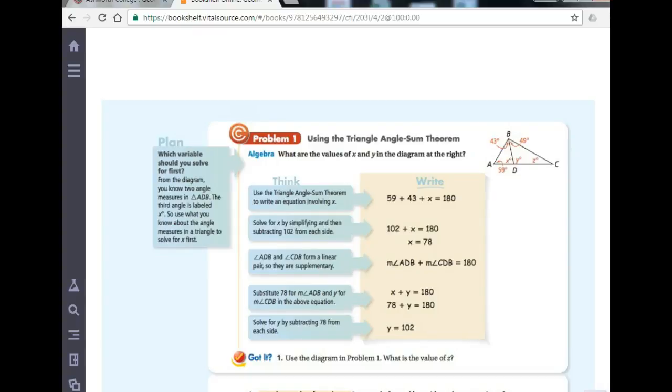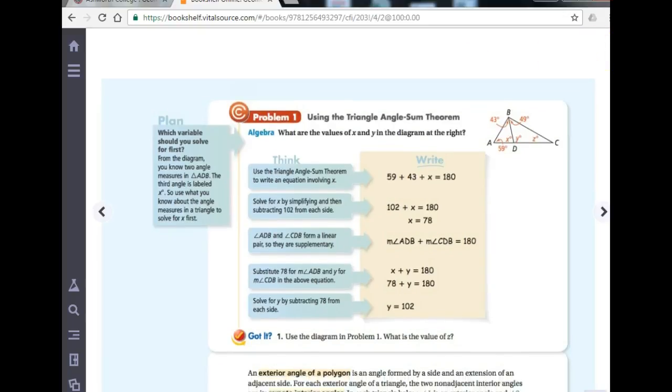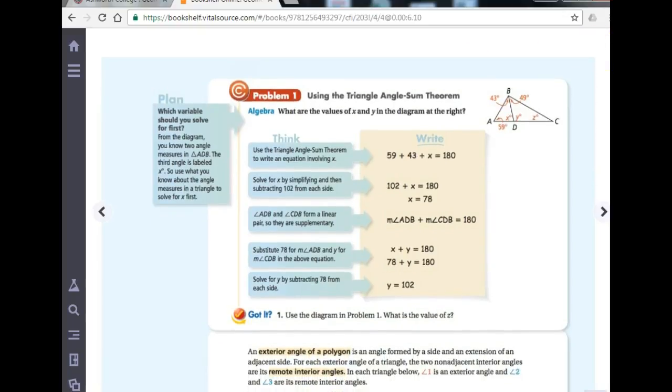Hello, we're looking at problem number 1. This is found on page 173. This is lesson 3.5 in your Geometry Part 1 textbook. And if you would read the previous pages, they give you a theorem which is called the triangle sum theorem.